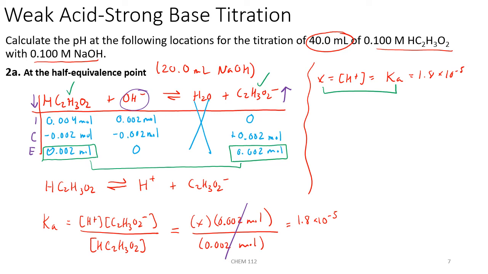And if we were to take the negative log of both sides, that means that at the half equivalence point, the pH will actually be equal to the pKa of the weak acid. So our pH can be calculated by taking the negative log of 1.8 times 10 to the negative fifth, which gives us a pH of 4.74. So a little bit higher than when we had 10 milliliters added, but not too much higher because we're in that buffering region on the titration curve at this point.